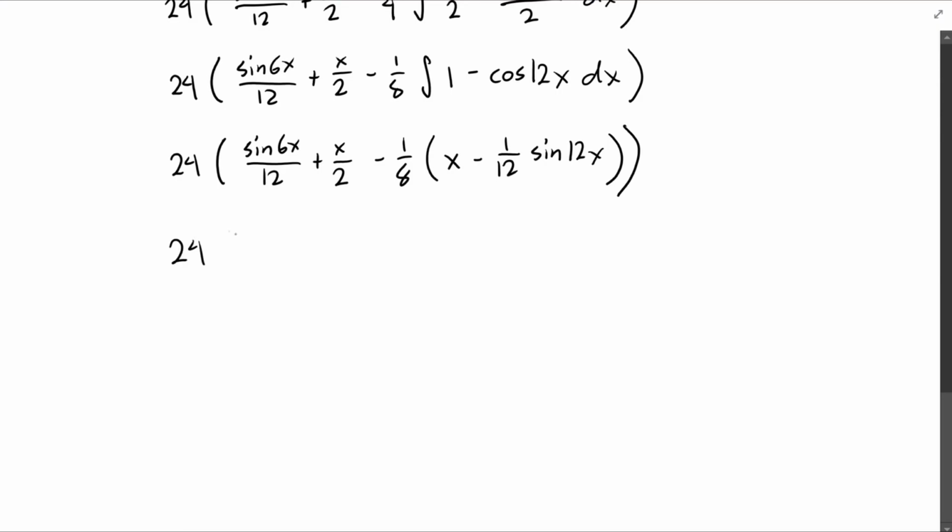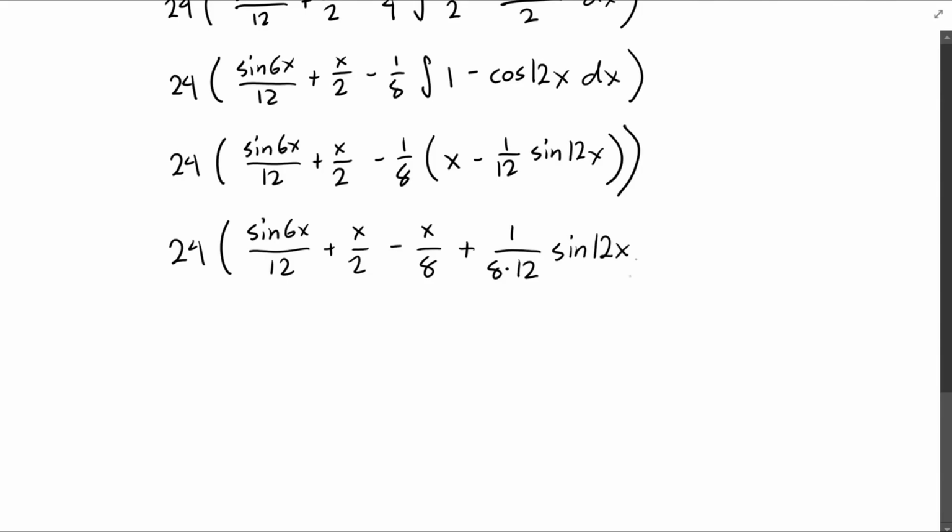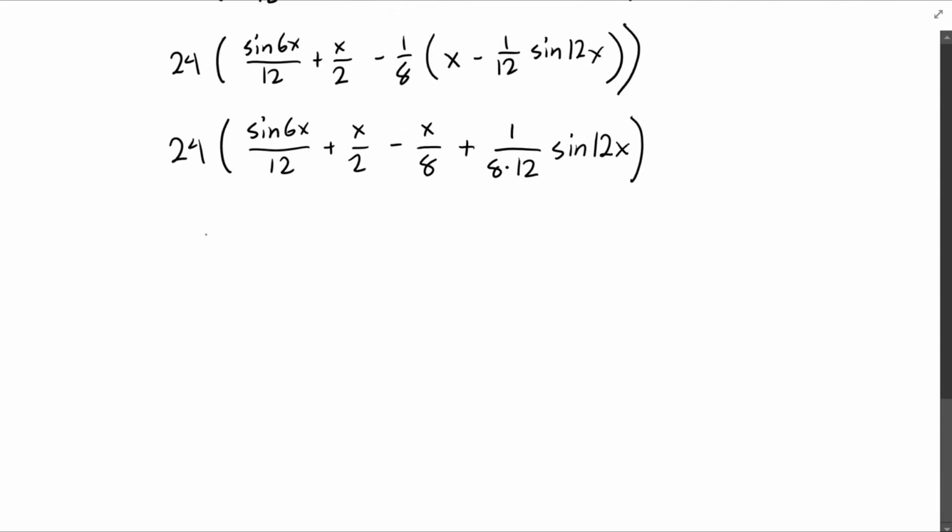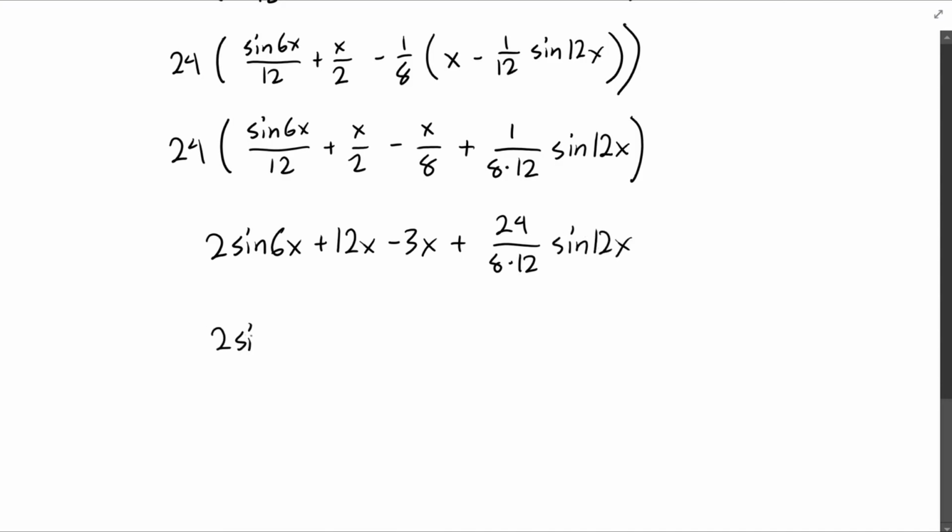And then now I'll multiply the 1/8 in, so we'll get sine of 6x over 12 plus x over 2 minus x over 8 plus 1 over 8 times 12 times sine of 12x. And then now I'll finally multiply the 24 into each term. So we'll get 2 sine 6x plus 12x minus 3x plus 24 over 8 times 12 sine of 12x. And then I'll just combine like terms and simplify. So we'll get 2 sine 6x plus 9x plus sine of 12x over 4. And then I'll add the plus c. And that's the solution.